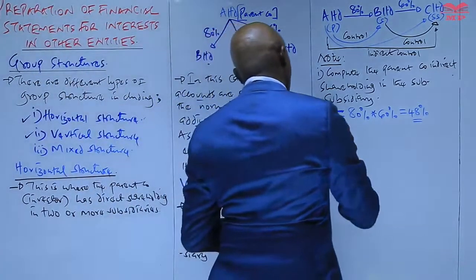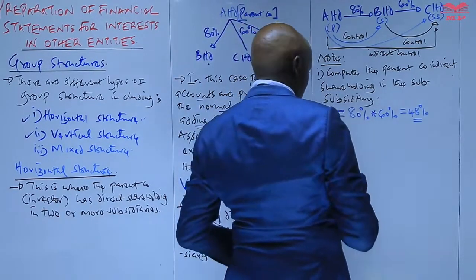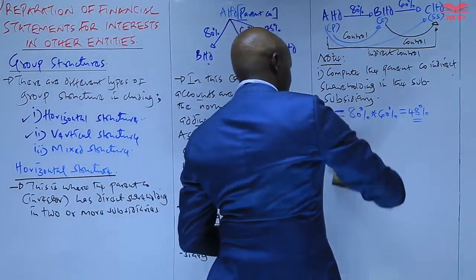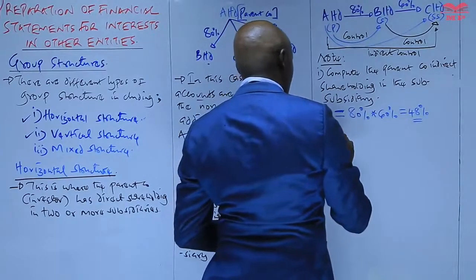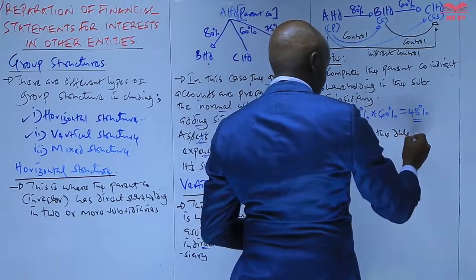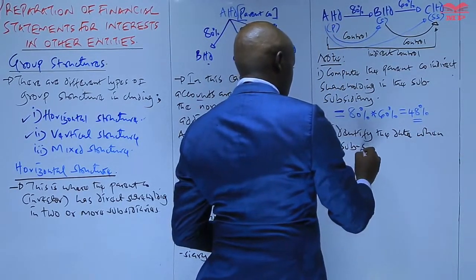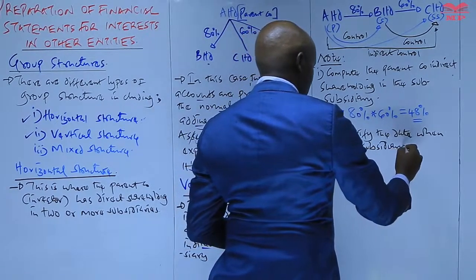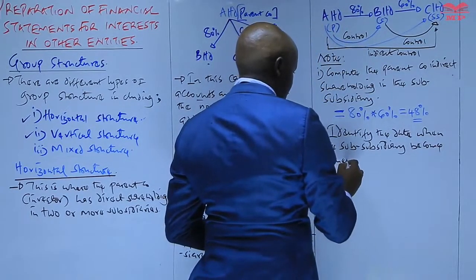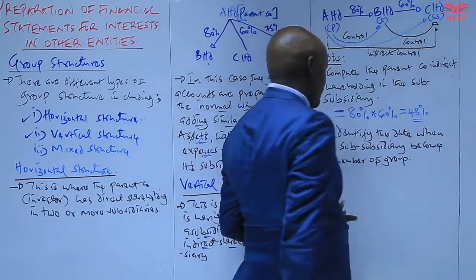Number two is you need to identify the date when the sub-subsidiary became a member of the group.